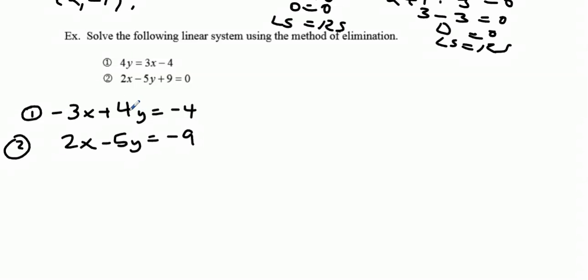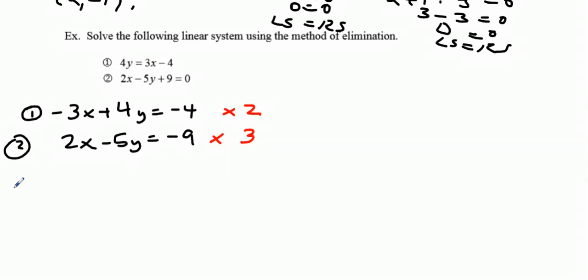On the other hand, I could have chosen to multiply this equation by 5 to get a 20 here, and I could have multiplied this by 4 in order to get negative 20 here, and then I could have added these equations and eliminated the y. So it's totally up to you how you approach this, as long as you manipulate it so that they are equivalent equations. So I'm going to multiply this one by 2, and I'm going to multiply this one by 3. All right, so let's go ahead and do that.